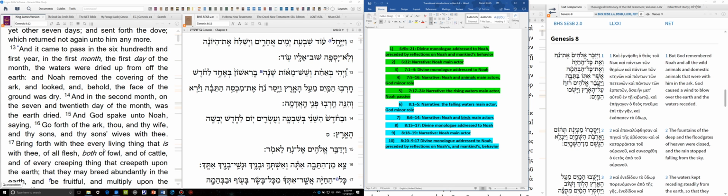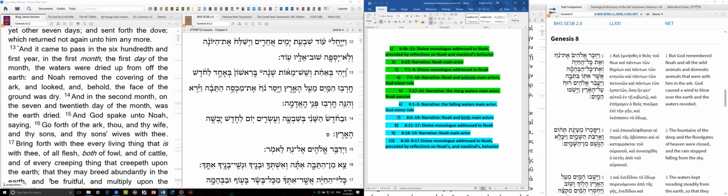And just a little pop quiz, what year was the flood? Anyone? 1656. 1656. Did anybody have it right? 1656 was the year of the flood, which was the 600th year in the life of Noah.